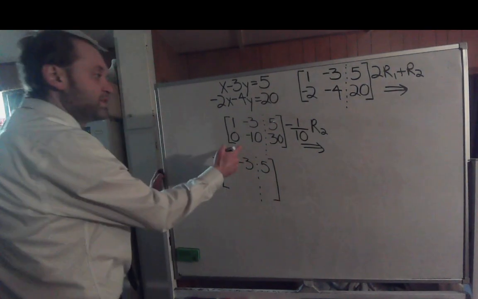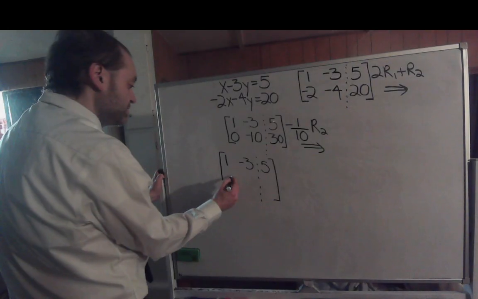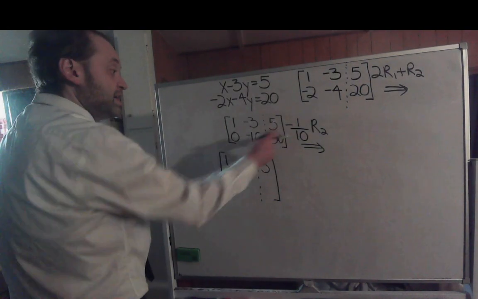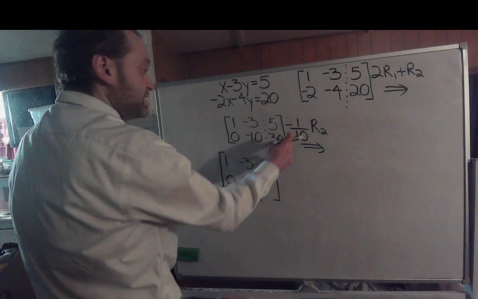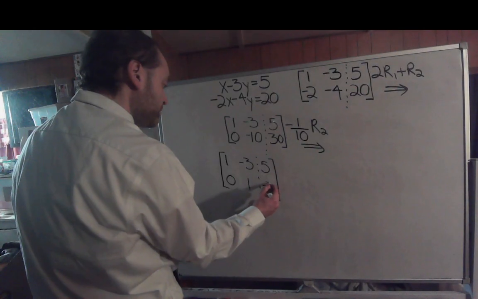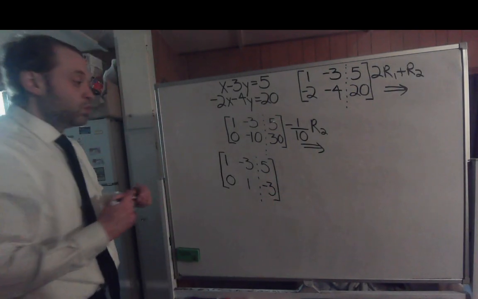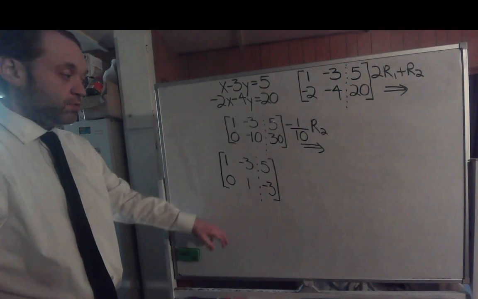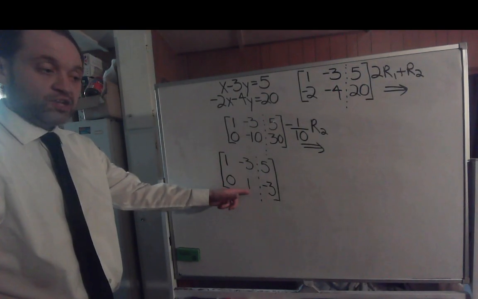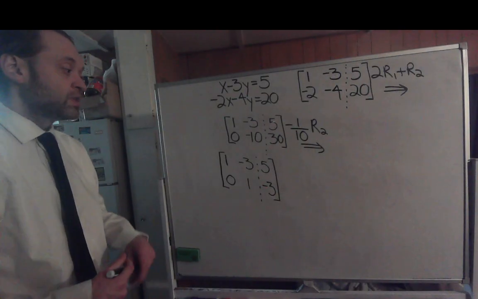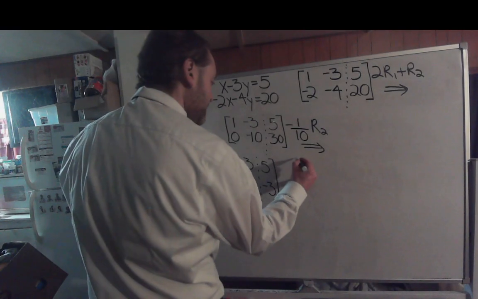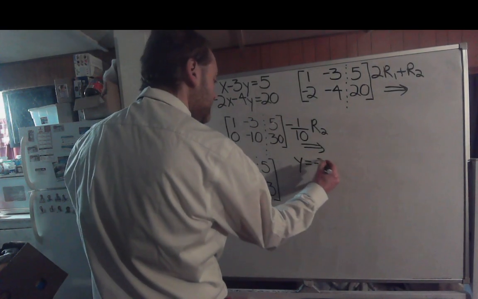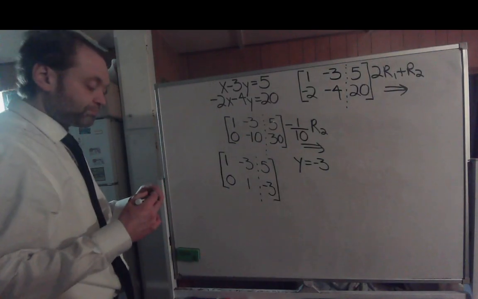Now, -1/10 of 0 is still 0. -1/10 of -10 turns into +1. -1/10 of 30 would be -3. So we now have this in row echelon form since the leading digit in each row is 1. Now this is telling us that y equals -3. So we got y equals -3. Okay?